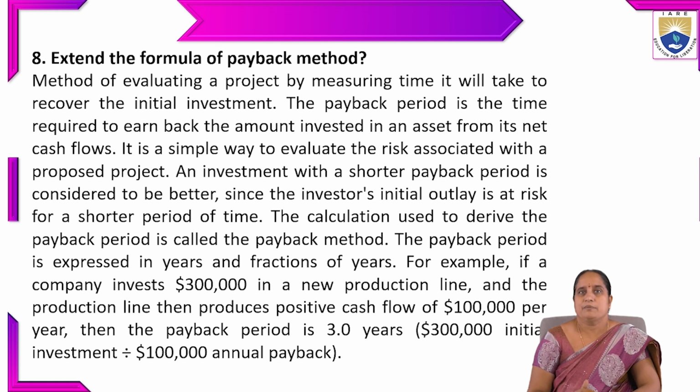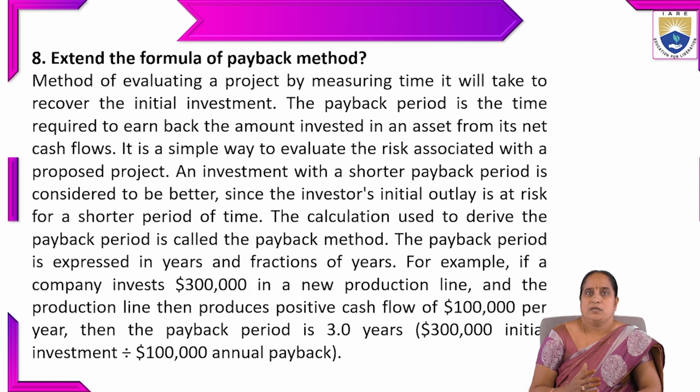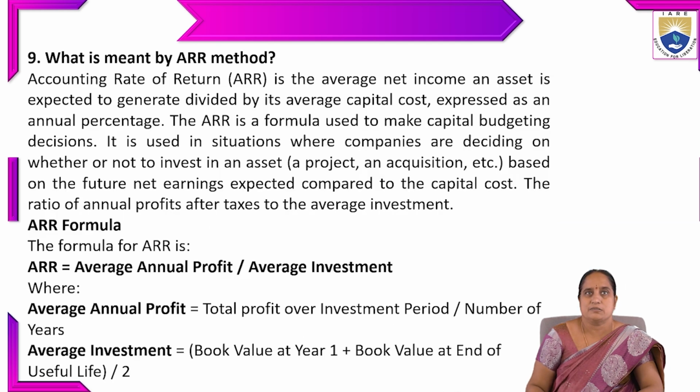For example, if a company invests 3 lakh dollars in a new production line and the production line then produces positive cash flow of 1 lakh dollars per year, then the payback period is 3 years. So the formula for payback period is initial investment divided by annual cash inflows. Just by using that formula, one can find out the period in which the company can recover its initial investment, whatever was invested in the business.